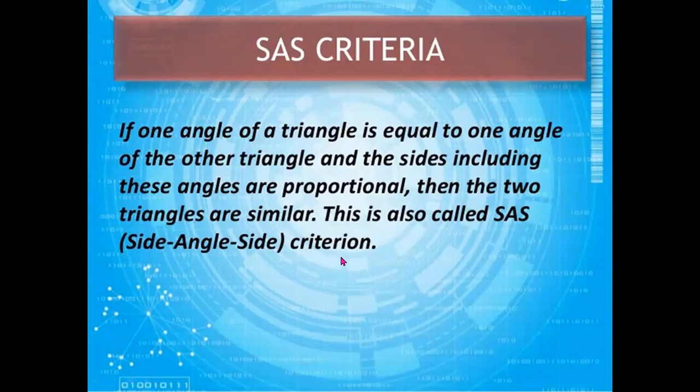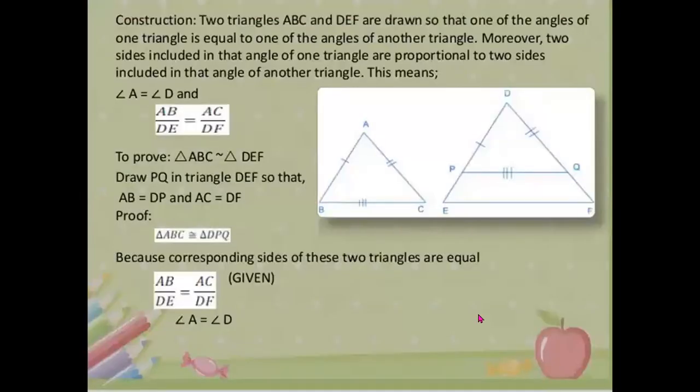So what is this side angle side? Try to figure it out. Side, and we have angle, and we have also side. So that means if we can prove that one side is proportional to the other side and the angle is also equal to this angle, plus this side and the other side are proportional, then we can say that they are similar triangles.